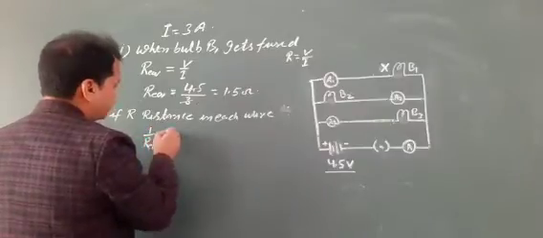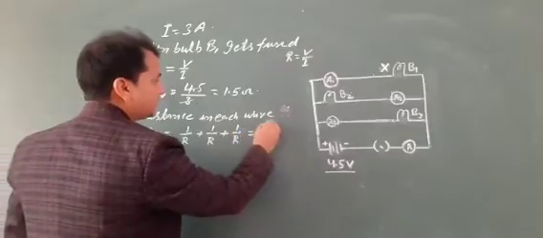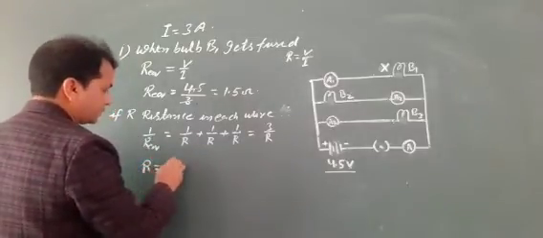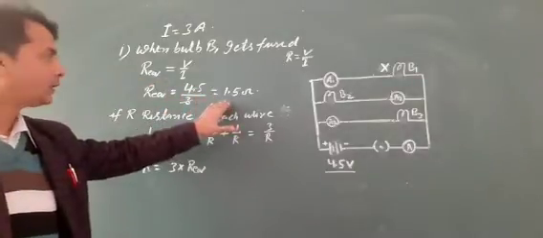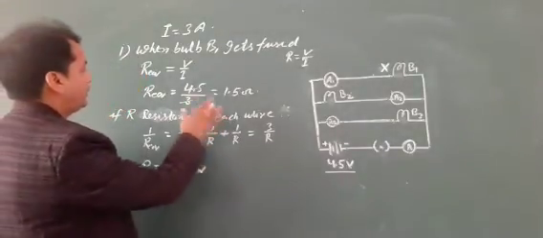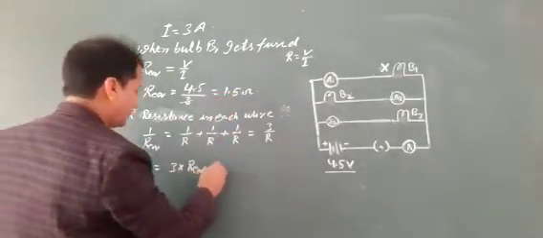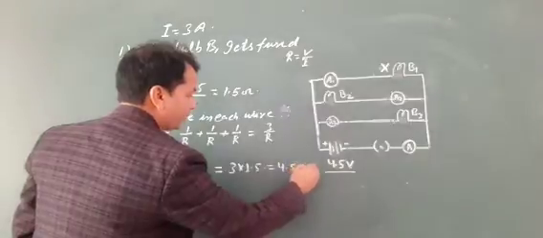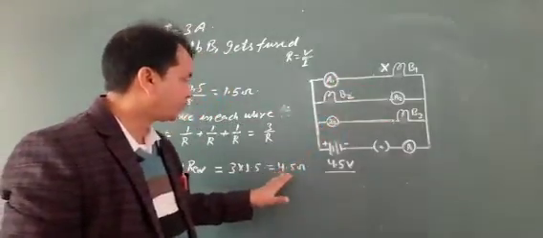1 by R equivalent equals 1 by R plus 1 by R plus 1 by R, that is 3 by R. Then R equals 3 into the equivalent resistance, and the equivalent resistance here is 1.5 ohm. So R equals 3 into 1.5, that is 4.5 ohm. So the resistance of each bulb is 4.5 ohm.